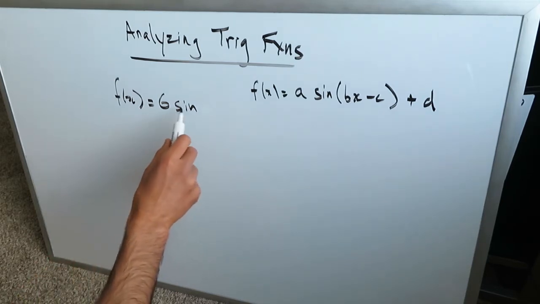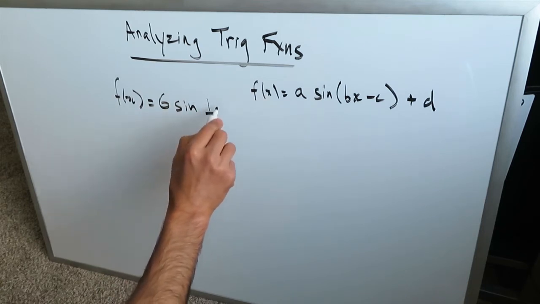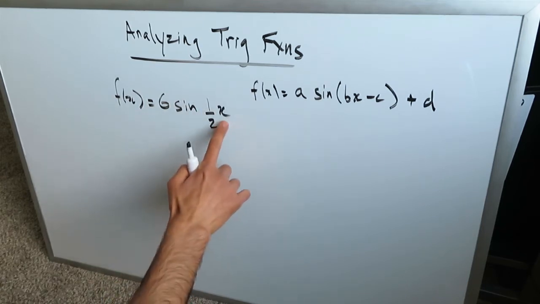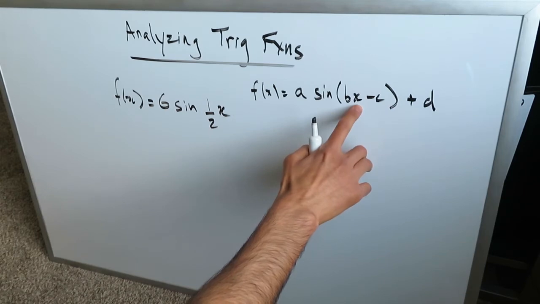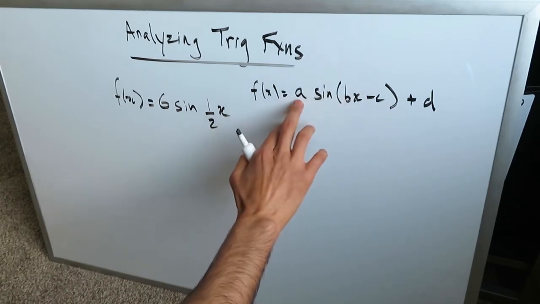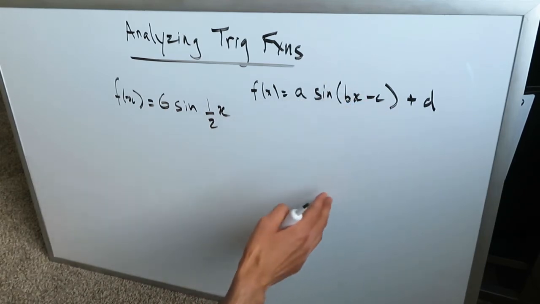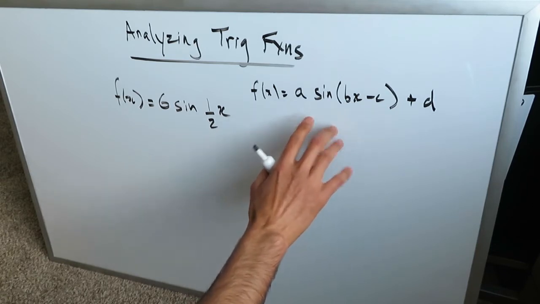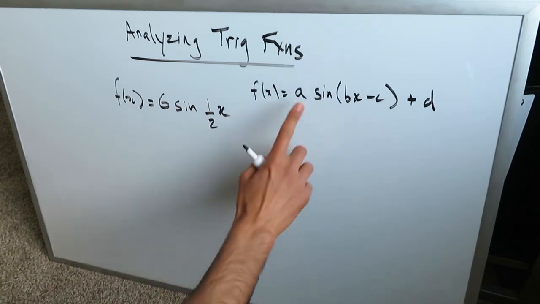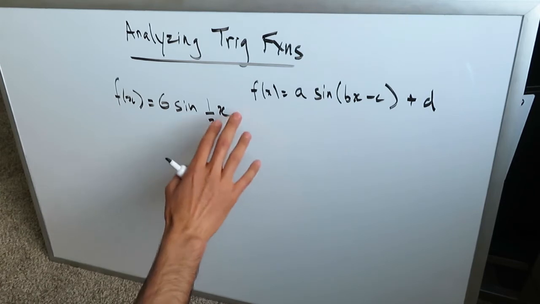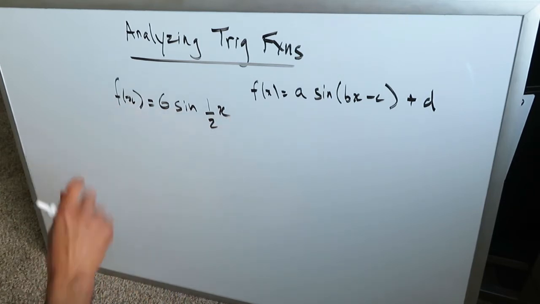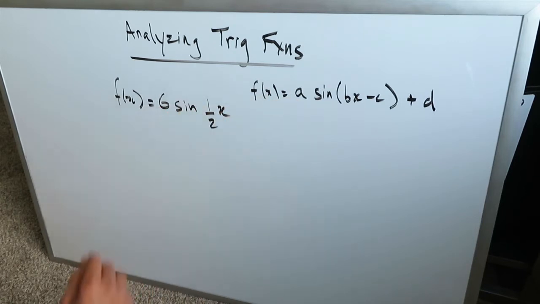So here we have an example, 6 sine half x. These letters here, x could be, well actually I shouldn't be saying a, it could have been a t, it could have been a u, it could be any other letter which represents a variable other than a, c and d. But I'm going to be using x's over here, and you know f of x always represents a y. Our goal first should be to convert this into this form.